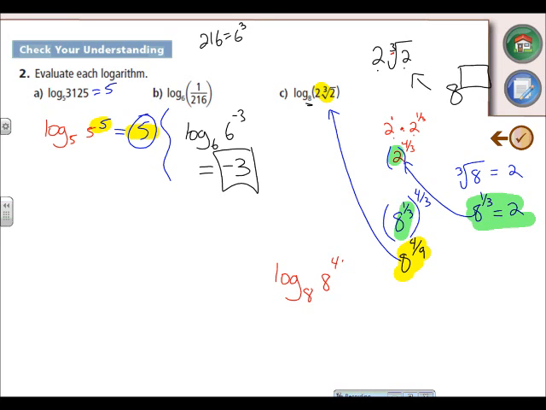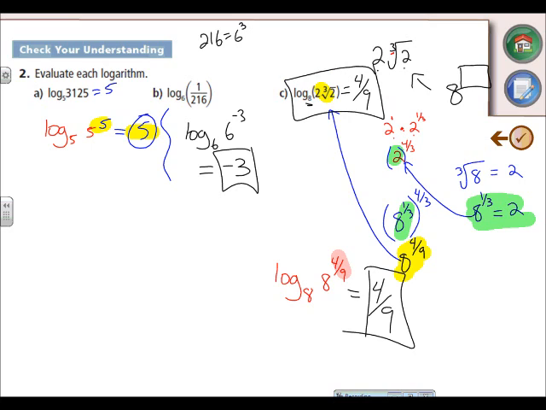So log base 8 of 8 to the 4/9, and that exponent there is what it equals. So it's going to equal 4/9. The whole original question was equal to 4/9.